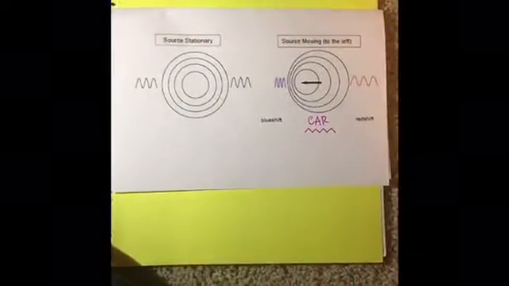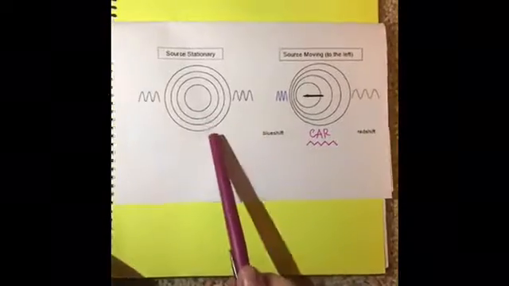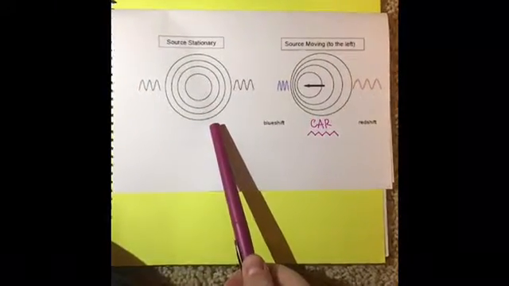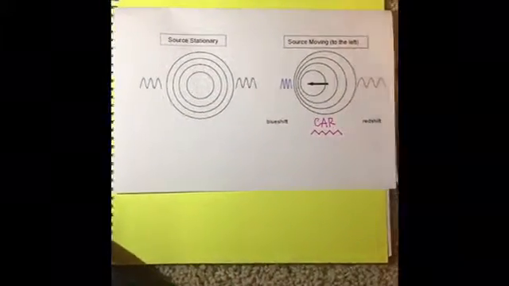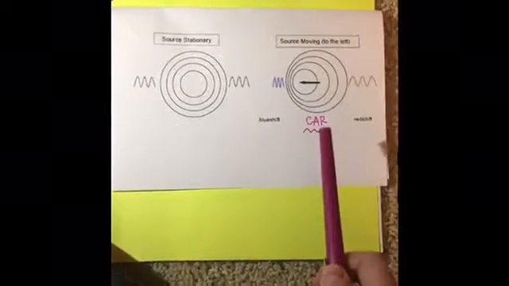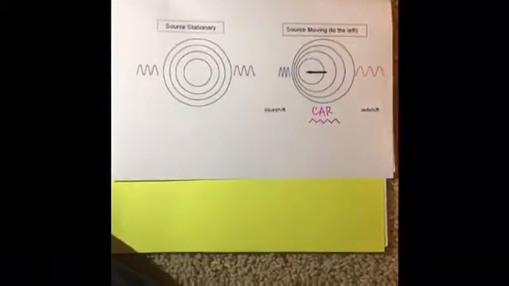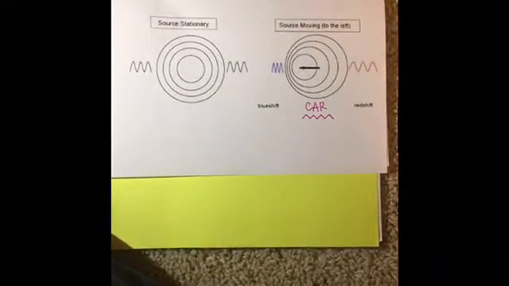Here's a picture to visually show this phenomenon. Here are two examples of sound waves. As you can see right here, when a source is stationary, the sound waves are all spread out evenly. However, the case is different for the car. As the car moves, it creates sound waves that spread out in all different directions.